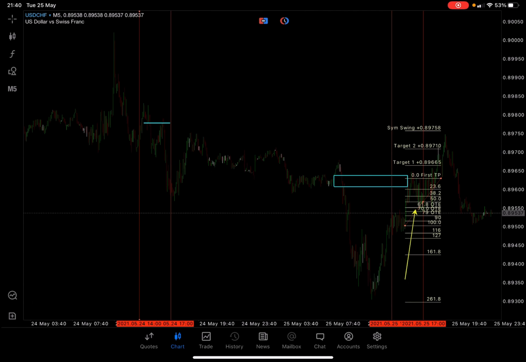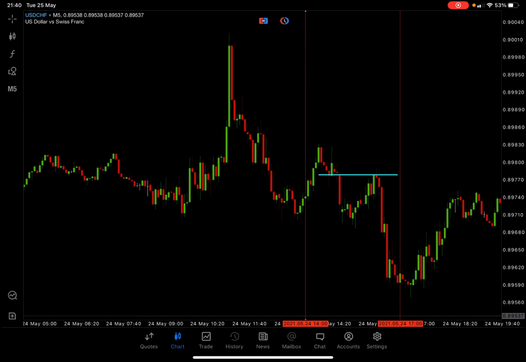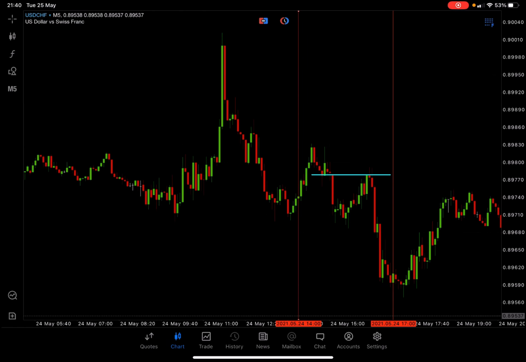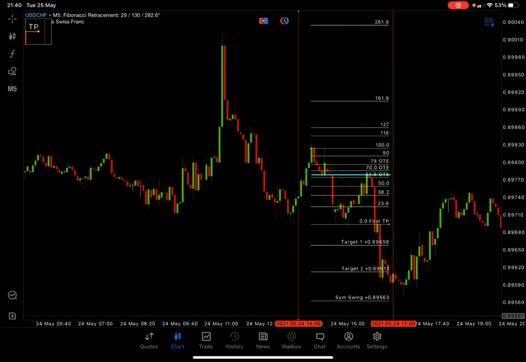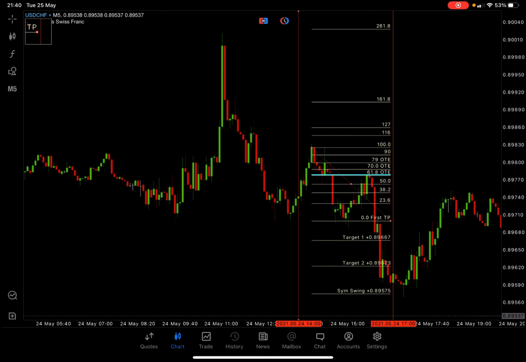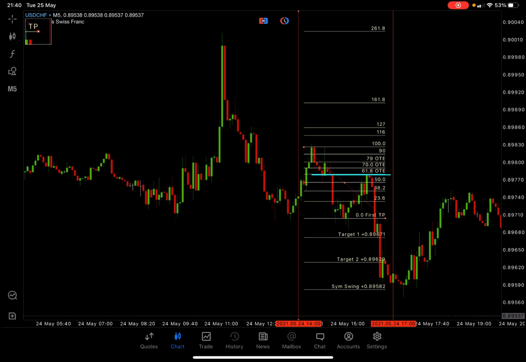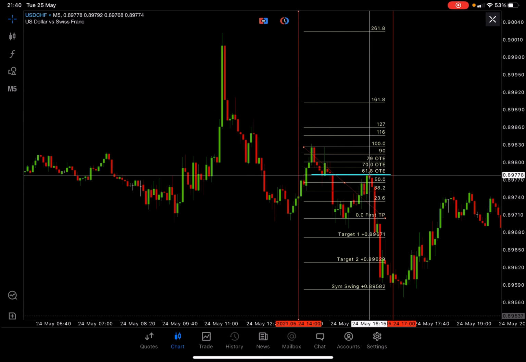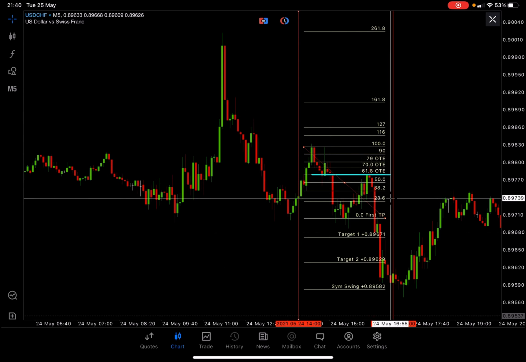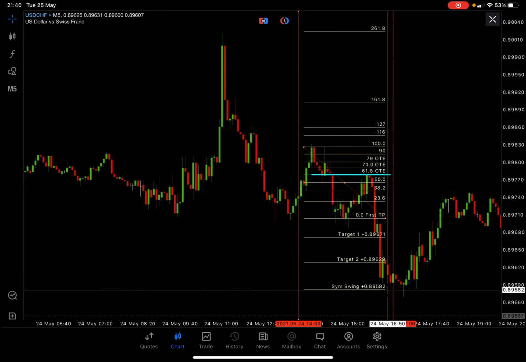What happened the day before? We had an optimal trade entry once again. Price swung from there to there, giving you, I'm just doing this roughly to speed it up a bit. Entering here on the blue line, stop loss, symmetrical price swing.